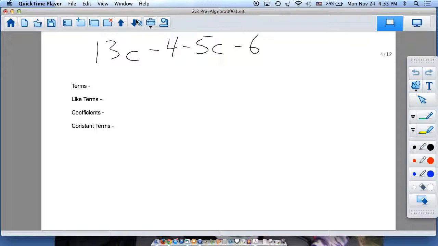You try this one. Stop the video for a second, come back and check your answers. We have terms of 13c, negative 4, negative 5c, and negative 6. Like terms in this problem are 13c and negative 5c. We also have the constants that are alike of negative 4 and negative 6. We have coefficients of 13 and negative 5, and constant terms of negative 4 and negative 6.